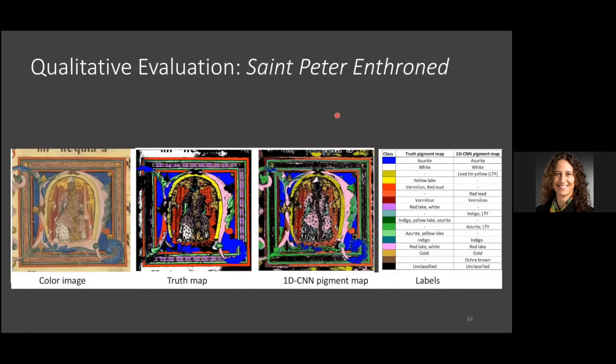Next. In addition to evaluating the Pentecost illumination, which was from the same book as we mentioned before, this illumination, St. Peter Enthroned, was from a different painter and not from the Florentine period. And even with this change in parameters, the model performed really well, with misclassification mostly due to pigments not part of the training set. For example, yellow lake was used and not lead-tin yellow that was part of the original training set.